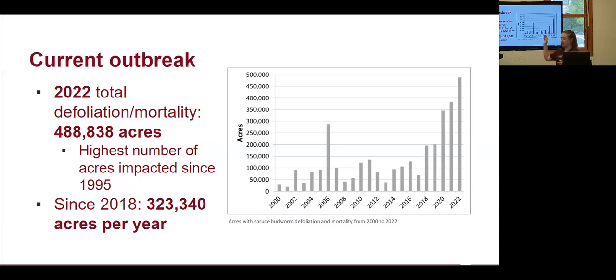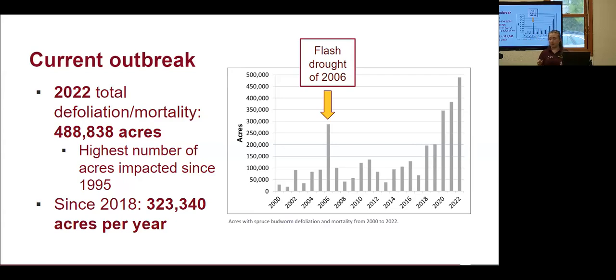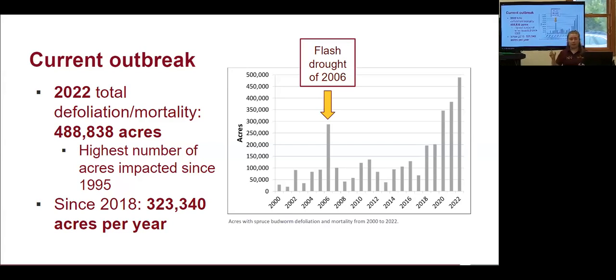That caused this big number of acres impacted by spruce budworm. In the summer of 2006, there was something that we call a flash drought. A flash drought is an extreme drought that occurs during an already very hot growing season. And so it is a very high intensity, but a short period of drought. And this is showing us that linkage between spruce budworm impacts and drought.